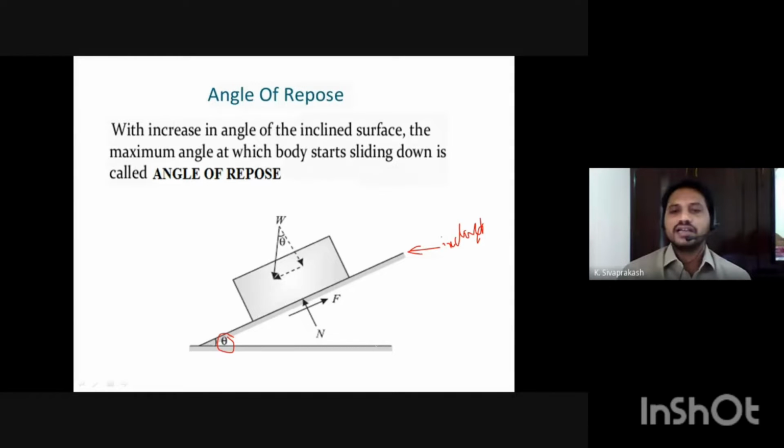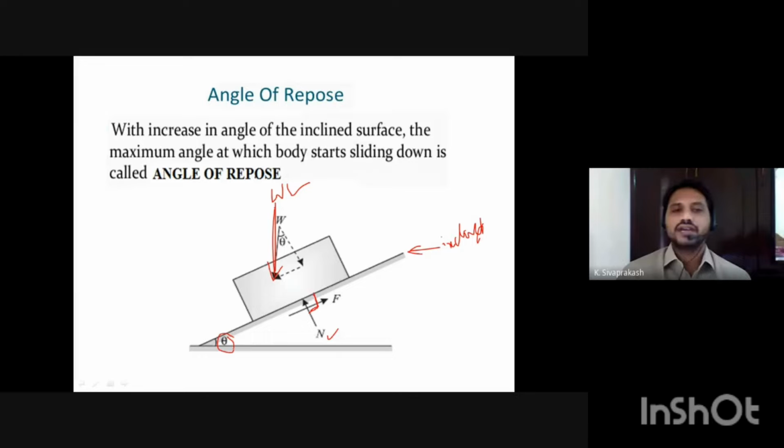Okay. So in that case, I already explained that the weight of the body always acts in the downward direction only, and the normal reaction always acts normal to the surface. This surface is an inclined surface, so normal means perpendicular to the surface. This is the normal force direction. This is the weight direction.